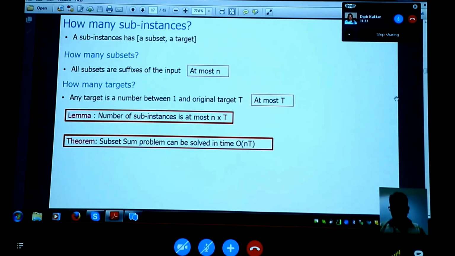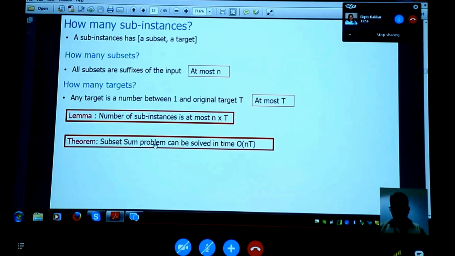So the number of subsets is only n, the number of targets is only t. So the total number of instances possible is n times t, right? So we can solve this subset sum problem. Then my DAG structure will have only nt size in it, and we can solve this in time order nt.